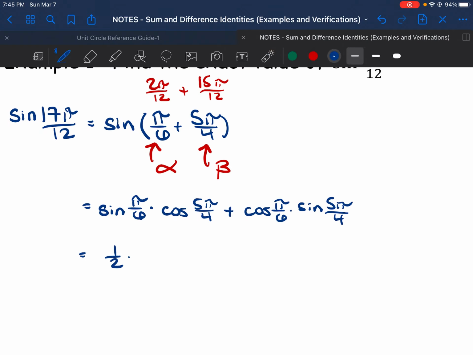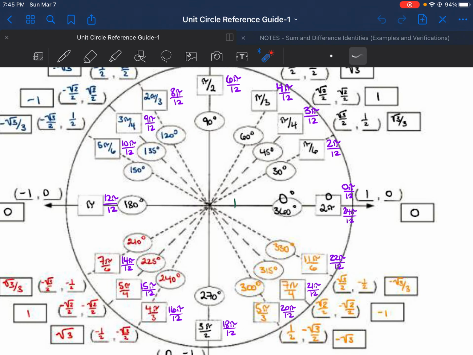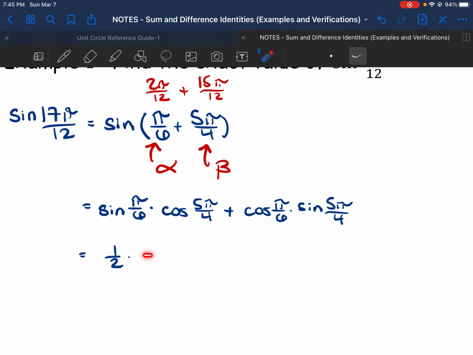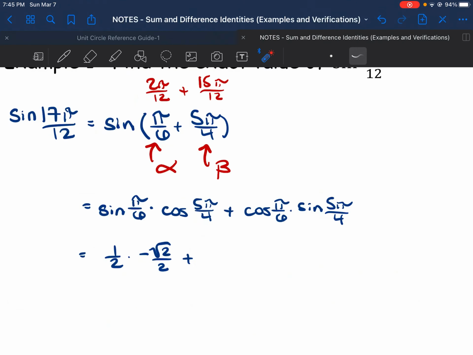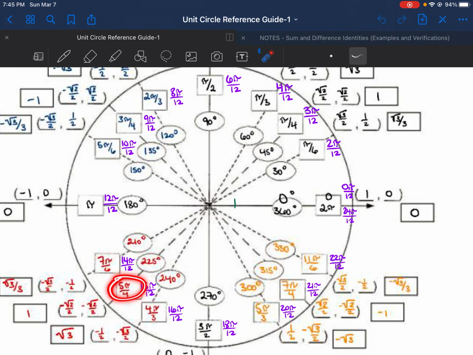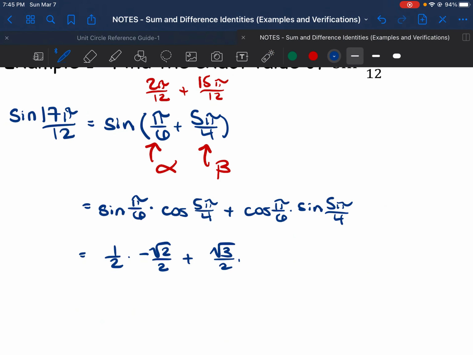Okay, cosine of 5 pi over 4. Well, here's our 5 pi over 4. Cosine is the x value, so negative square root of 2 over 2. Cosine of pi over 6. Pi over 6, cosine, square root of 3 over 2. And then sine of 5 pi over 4, which is negative square root of 2 over 2.